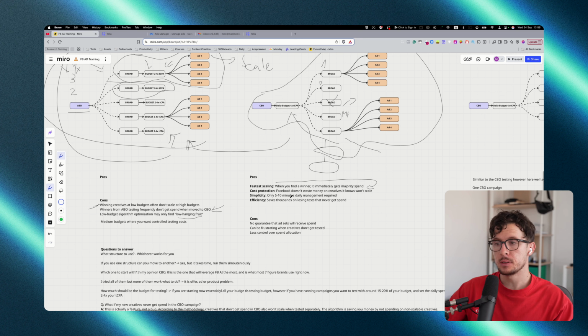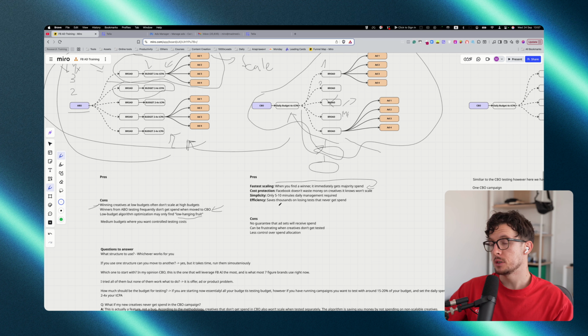Next up is simplicity. It's much easier to manage than anything else because Facebook will spend your budget on its own. You don't have to do any type of tactics and stuff. You just make new ads, you add them into this one campaign, and Facebook will spend money behind them when they see fit.